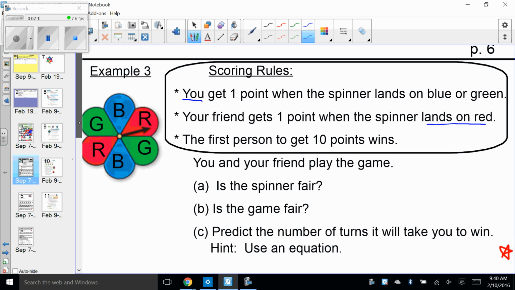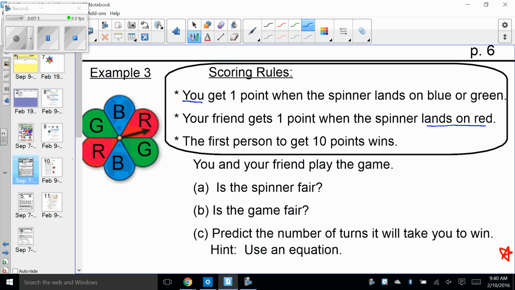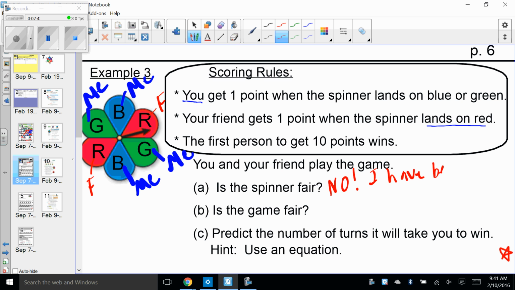Well, if we go ahead and put some labels on this, we would say I win if I get blue or green. So this would be me, green, me, and me. So all the blue and green sections, I get the points. My friend wins if they land on red. So friend, friend. Is this spinner fair? No. The reason why it's not fair is I have a better chance of winning. So go ahead and write that. No, it's not fair. I have a better chance of winning, which sounds like an awesome game to me. I love winning. Go ahead and write that. Nope, I have a better chance of winning, so the game is not fair. We do not have an equal chance of winning.